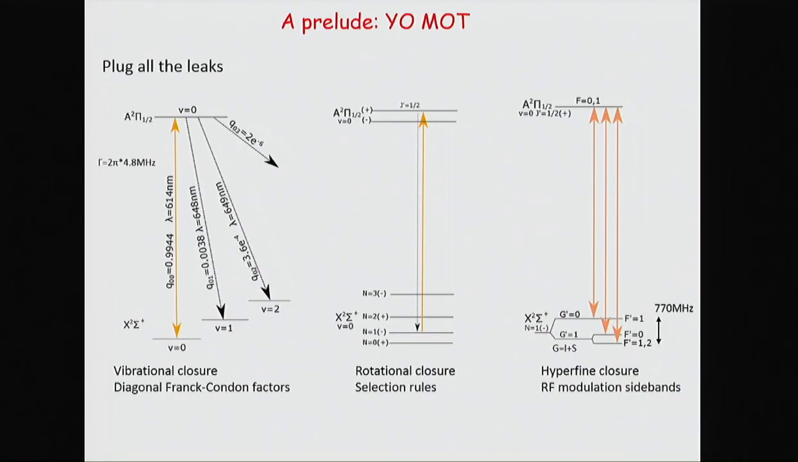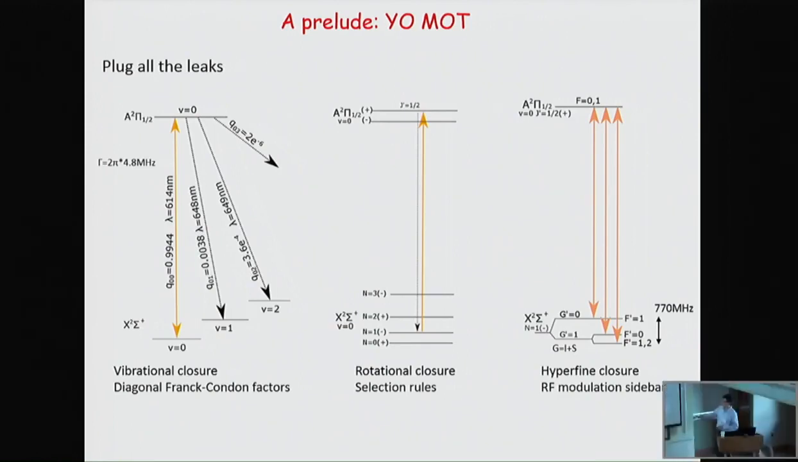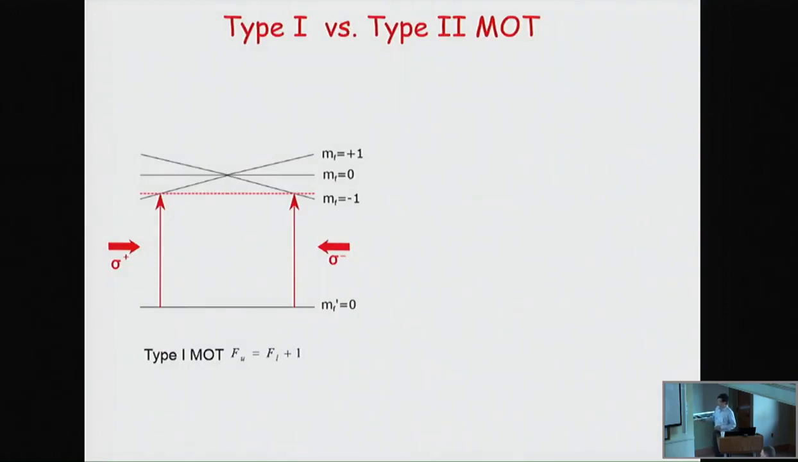So as we have all heard about making a MOT for molecules, it's all about plugging all the leaks. There's vibrational leaks, there's rotational leaks, there's hyperfine, and so on, dark states, lots of stuff going on. This is not to bore you with all the energy level structure, except to point out that to plug a rotational leak, you have to drive from delta N equals -1. And this is the conventional so-called type 1 versus type 2 MOT.